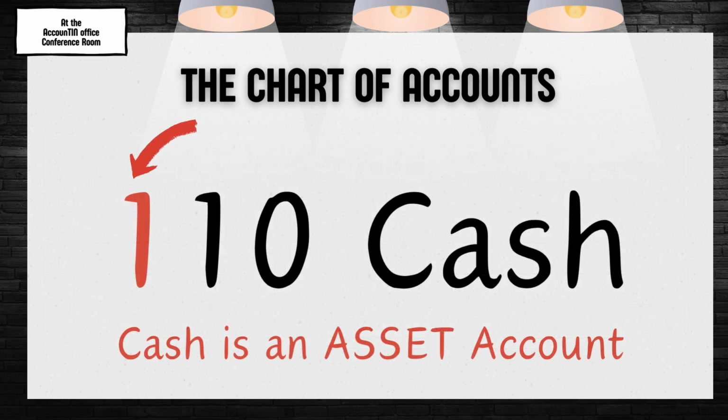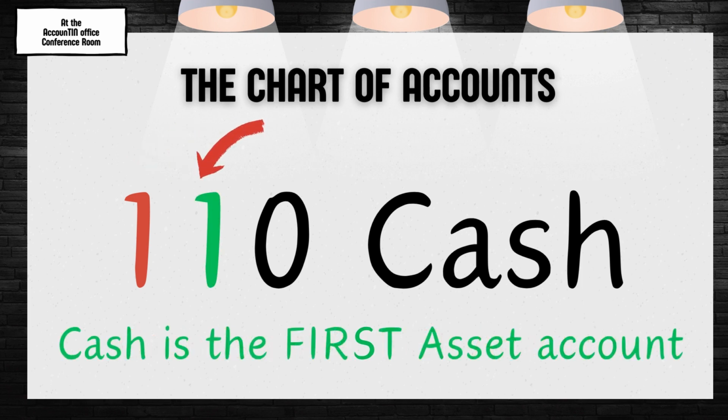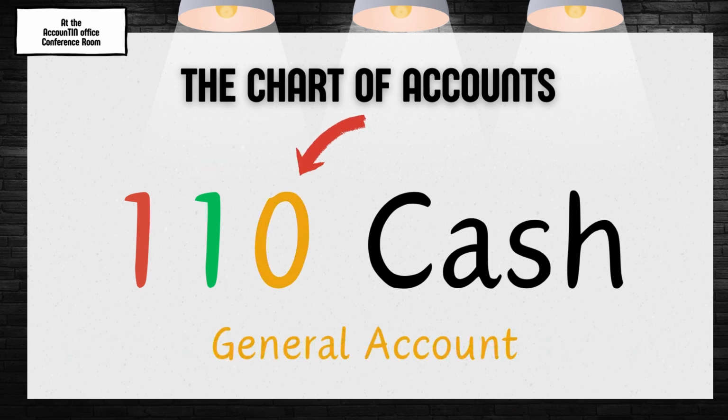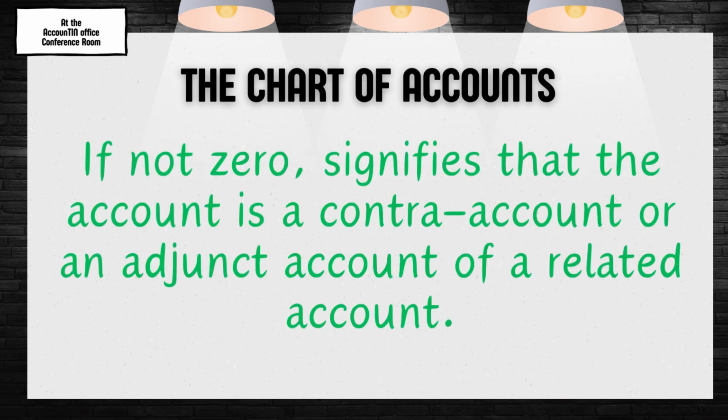Just for example, cash. Cash is the most liquid current asset. Cash is an asset, therefore the assigned number for cash starts with 1 and is then followed by another 1, indicating that cash is the first current asset. 0 is the third number, indicating that cash is the general account or main account of cash accounts. If not 0, it signifies that the account is a contra account or an adjunct account of a related account.